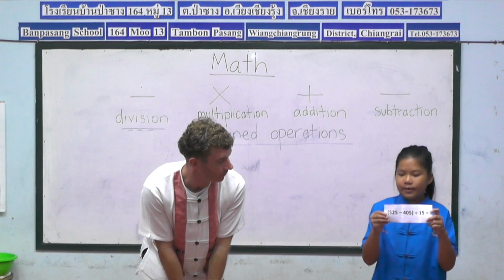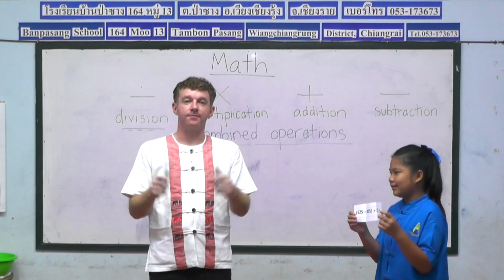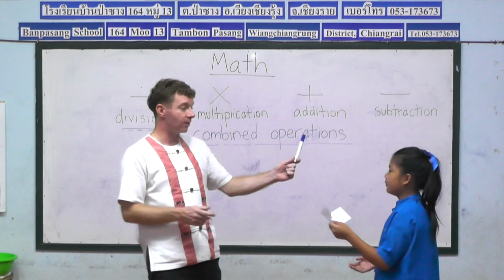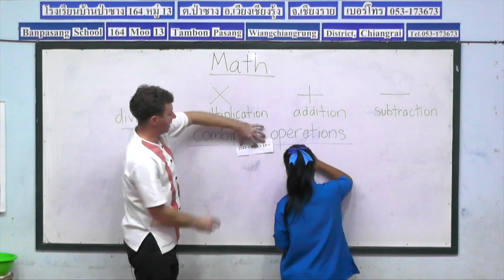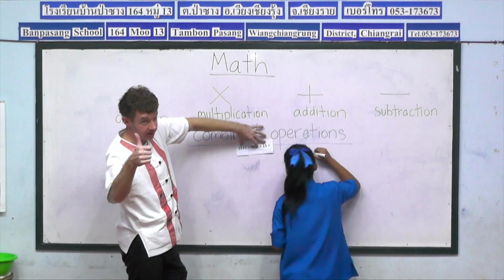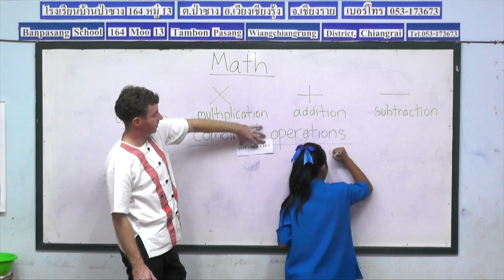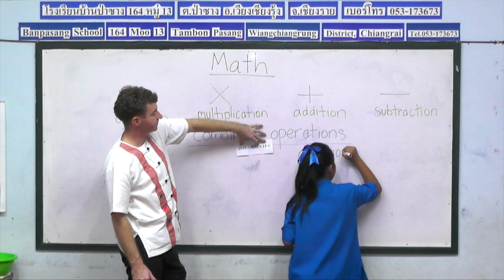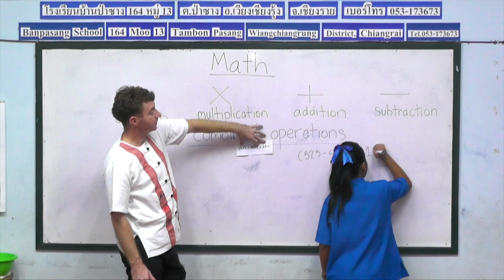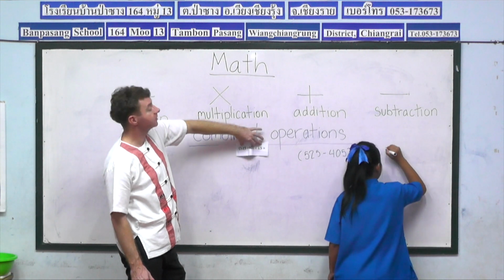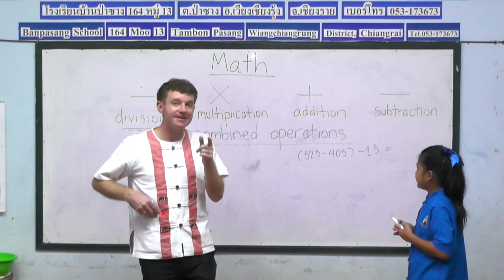525 minus 405 divided by 15. Okay, so the first thing we need to do, let's write it on the board. So Lakgao, I'll hold it for you. 500, open brackets, 525 minus 405 close brackets, divided by 15 equals. Excellent. So where do we start, guys? In the brackets.